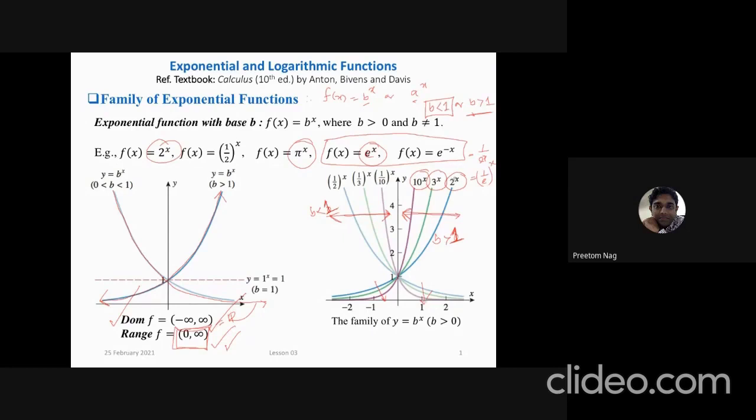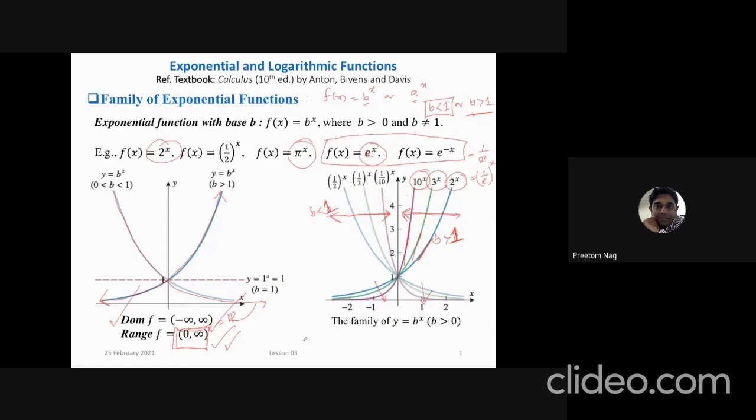That means if you keep increasing the value of the base, like from 2 to 3, 3 to 10, what will happen in this case? The graph will be much steeper. Here your tangent line will be much steeper at this point. So the slope of the tangent line increases if you increase the value of the base.